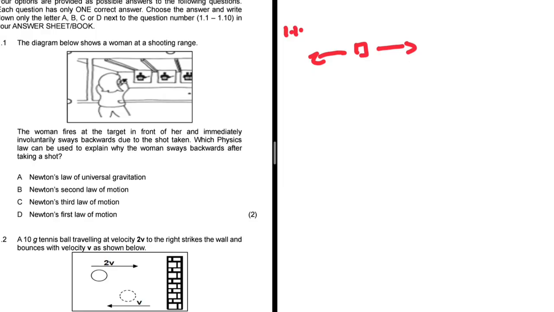So the answer to 1.1 is C, right? We can explain that using Newton's third law of motion. When body A exerts a force on body B, body B will exert a force on body A of equal magnitude but in the opposite direction, right? That is 1.1. Let's take a look at 1.2.